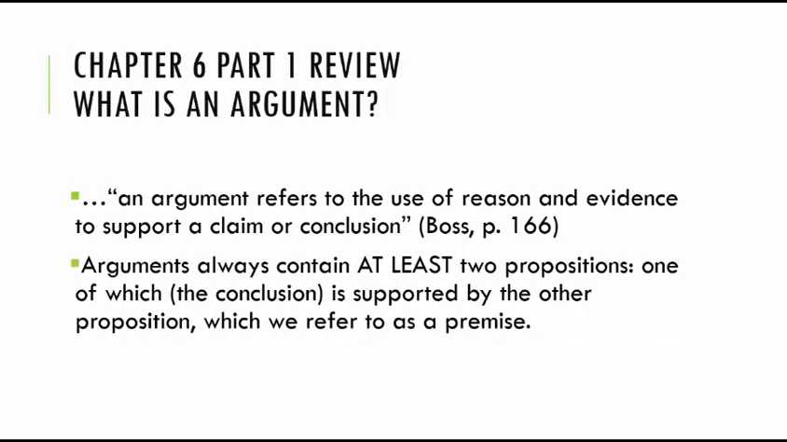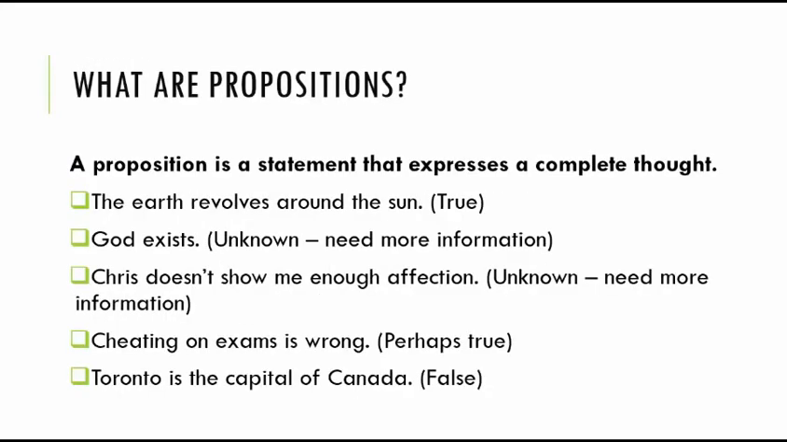So a really brief recap of the first part of Chapter 6. Remember, we defined an argument and learned that an argument always contains at least two propositions, a premise and a conclusion. The conclusion is supported by the premise or premises if there are multiple. We looked at some examples of propositions. Remember, all we mean when we say proposition is a statement that expresses a complete thought. These can be false, true, or what I like to call fuzzy, as shown in some of the examples here.